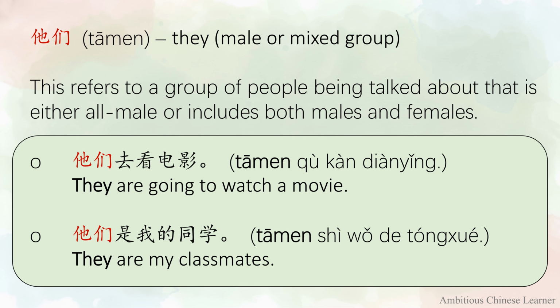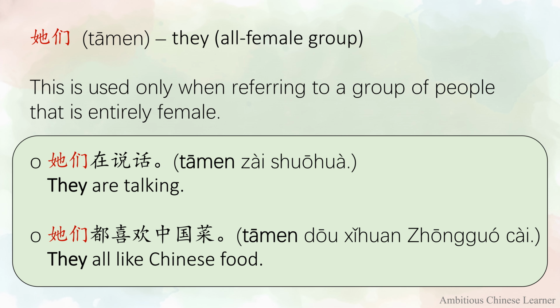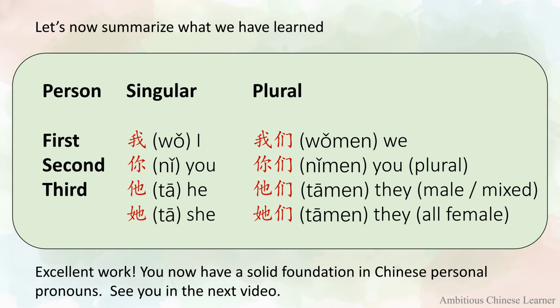她们, they, all female group. This is used only when referring to a group of people that is entirely female. 她们在说话. They are talking. 她们都喜欢中国菜. They all like Chinese food.